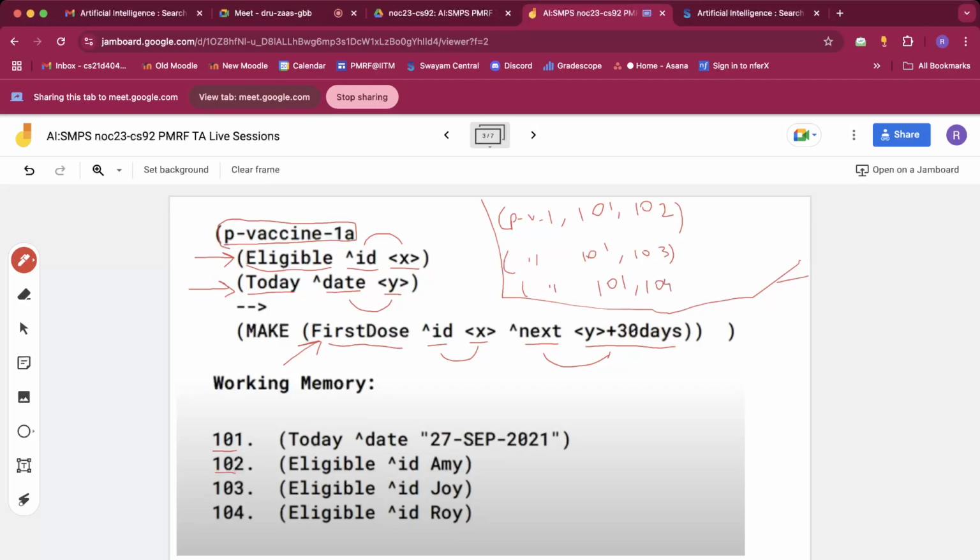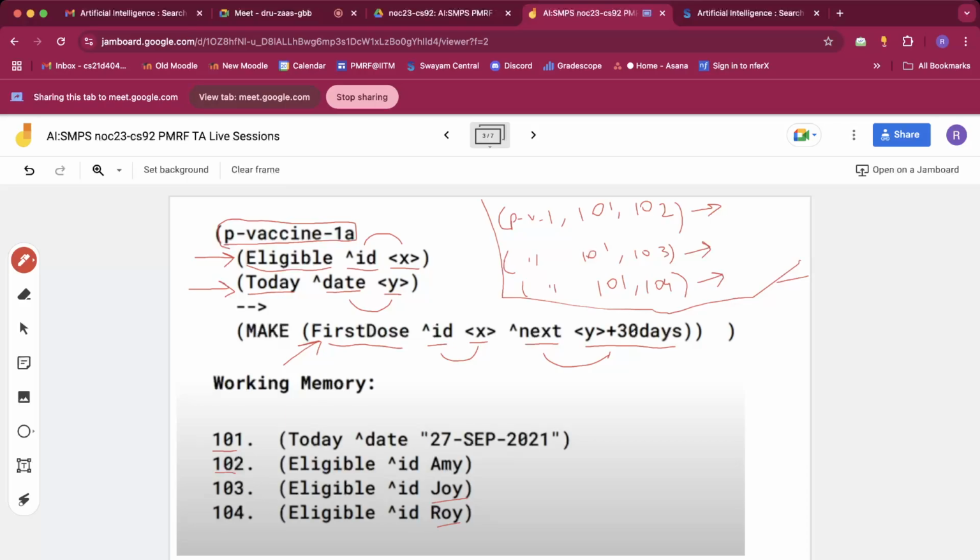and the result of each of these will be different, right? The result of the first one would be that Amy has received the first dose of vaccine, and the next dose of vaccine for Amy is scheduled on 27 September plus 30 days. Okay, similarly this one would produce a new element that would say that Joy has now received the first dose, and the next dose of Joy is scheduled for 27 September plus 30 days, and similarly for Roy in case of the third rule. So this is an example of what a conflict set would look like.